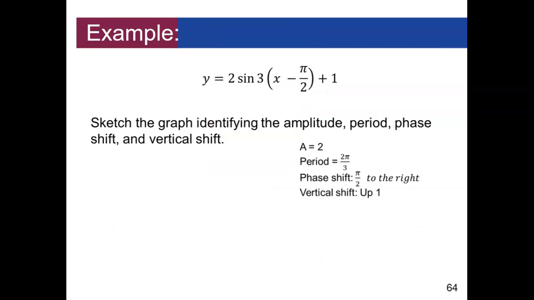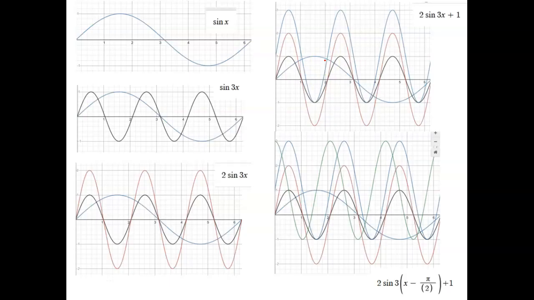Okay, so here's one last example if you would like to practice with this. Okay, so here would be your amplitude. Your period would be 2 pi over k, so 2 pi over 3. This would be right pi over 2, and then up 1 for that. And this is just kind of going through those different steps.